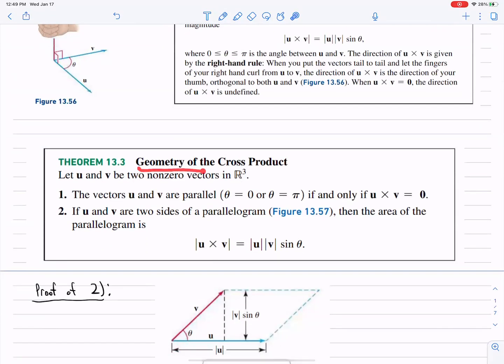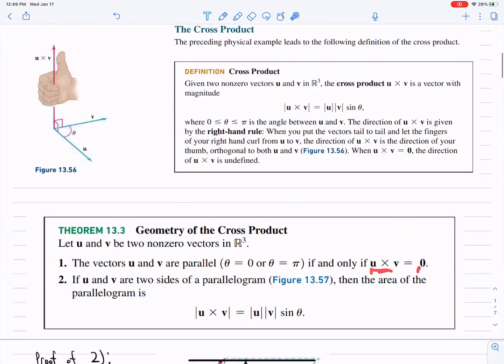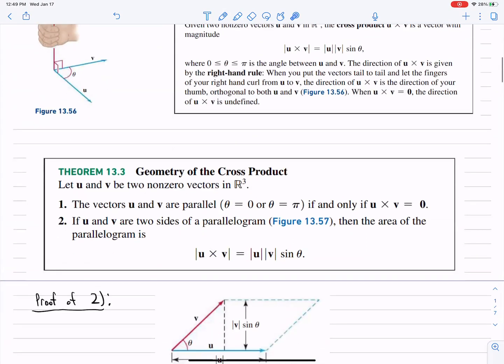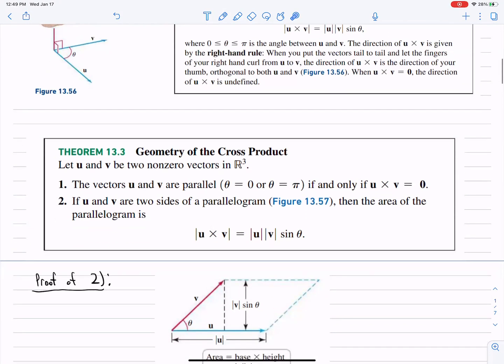Some things about what the geometry of this represents. If vectors u and v are parallel, then their cross product is 0. If u and v go in the same direction, then the sine of the angle between them is 0, and then the cross product will be 0. If u and v are two sides of a parallelogram, then the area of the parallelogram is just the magnitude of the cross product.